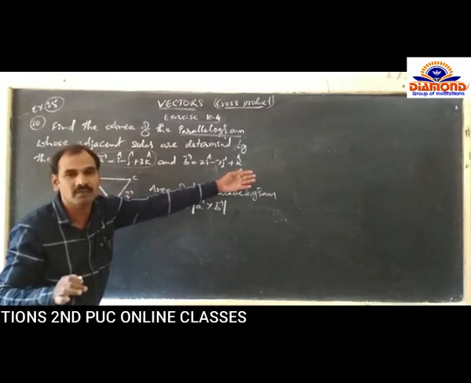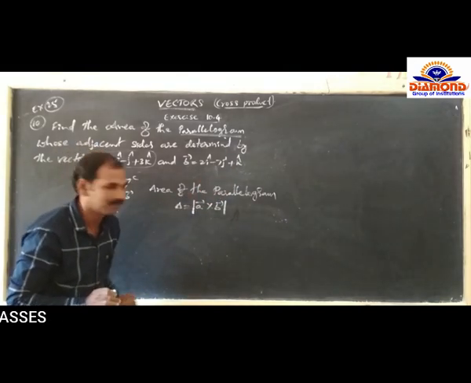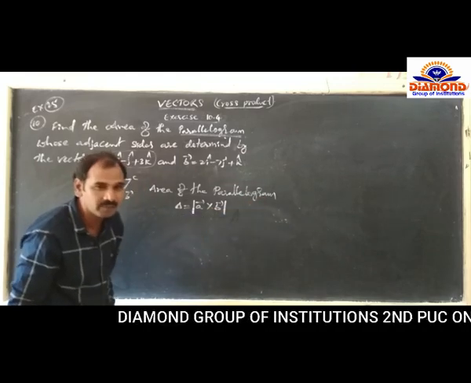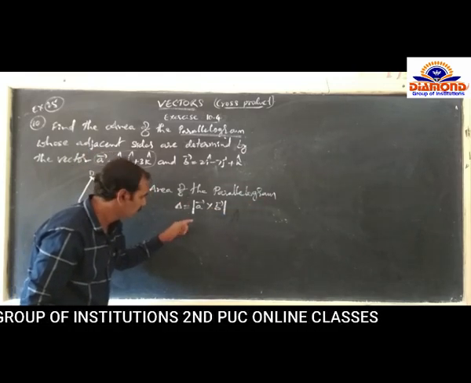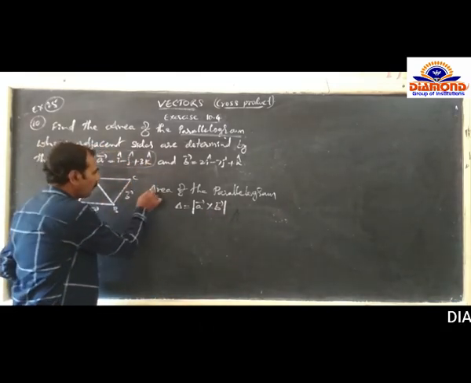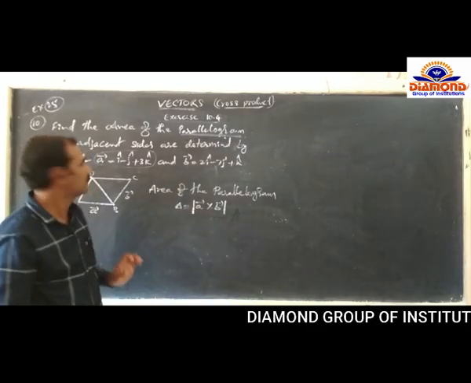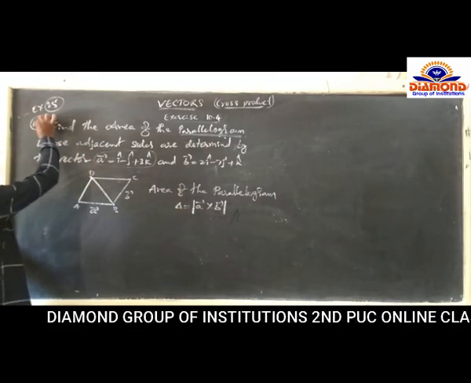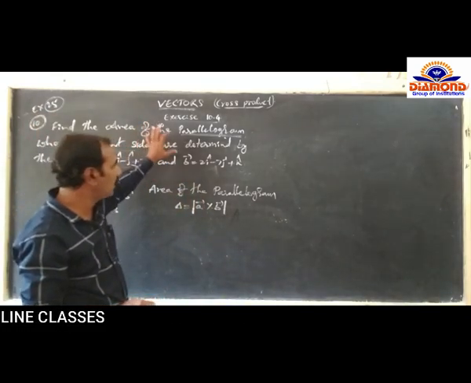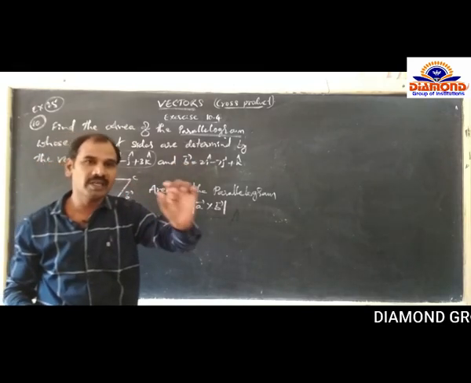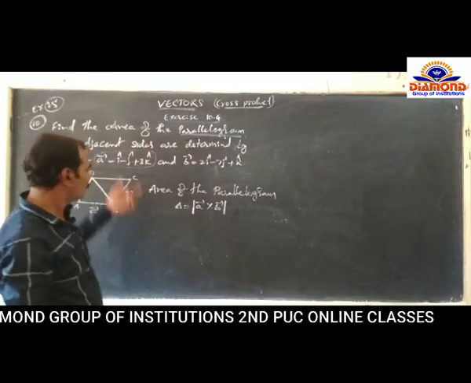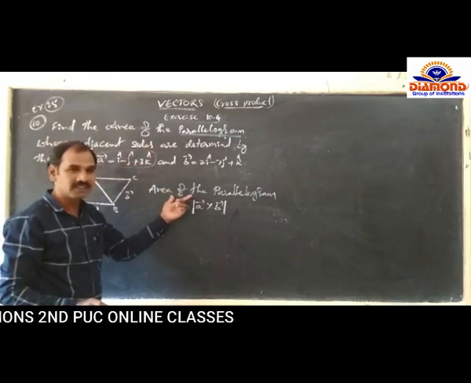You get the area of the triangle. That is the conclusion. So the area of the parallelogram is the modulus of A cross B. The area of the triangle is 1 by 2 modulus of A bar cross B bar. So why do you have this question for practice? Up to 2020, the area of the parallelogram or the area of the triangle was a guaranteed compulsory question in the annual examination. So that's why you carefully listen here.